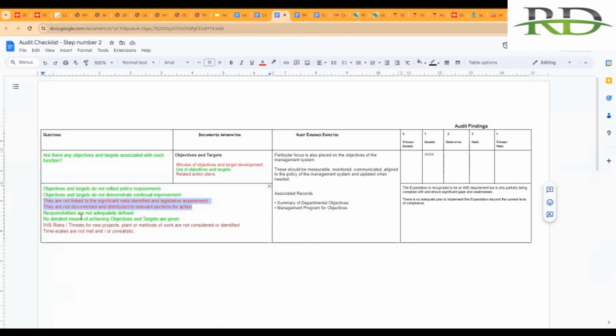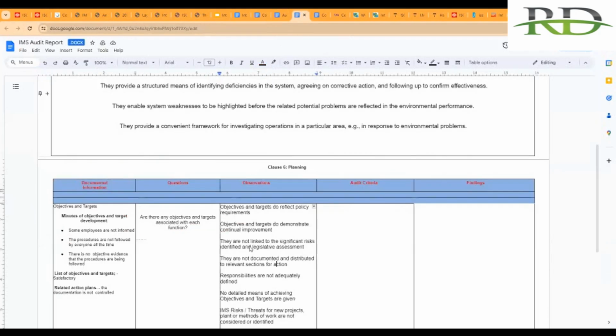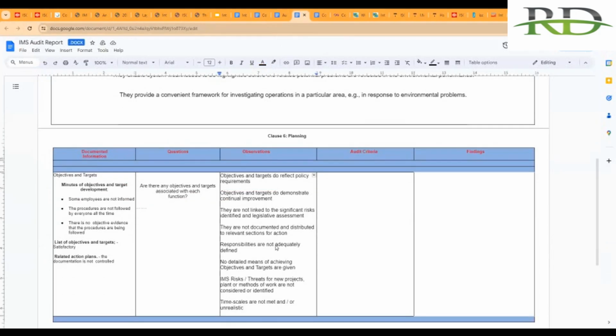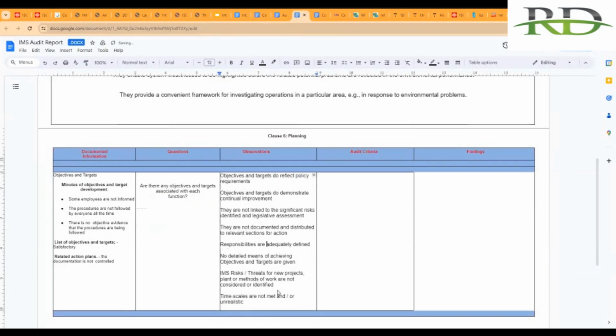And then this one, 3 and 4, these next two, these are green. So you say the responsibilities are adequately defined. And here we have got what? Detailed means of achieving objectives and that they are met, like that. You see, this is how you write your findings.